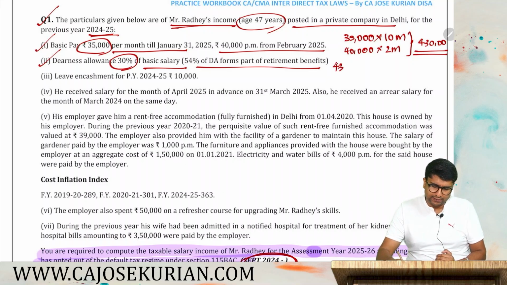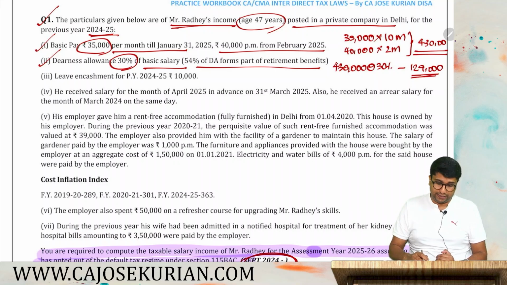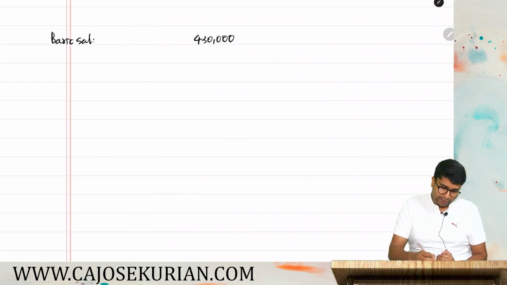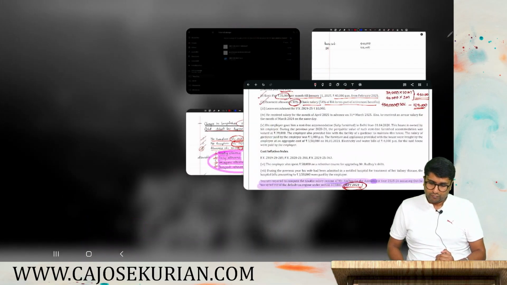So 4,30,000 into 30% shall be the entire full DA. So that will be 1,29,000. So that shall be the taxable full DA. So we will write full DA 1,29,000 shall be taxable. Then what is next?